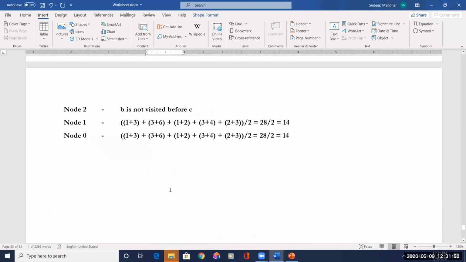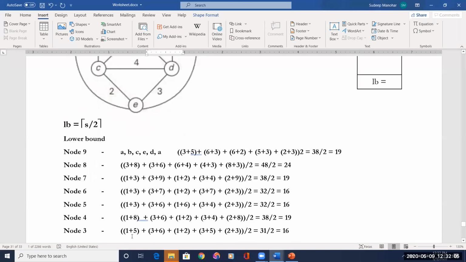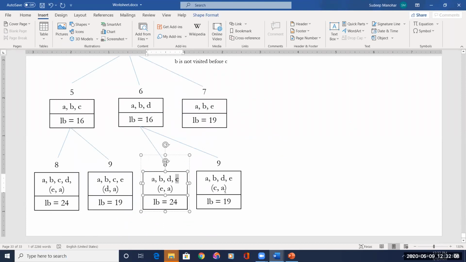See if there is a path. From C you are reaching E and then back to A. One more option is, from E you are reaching C and A. That is one more path. That is C and A. Now we have to calculate the lower bound for this.